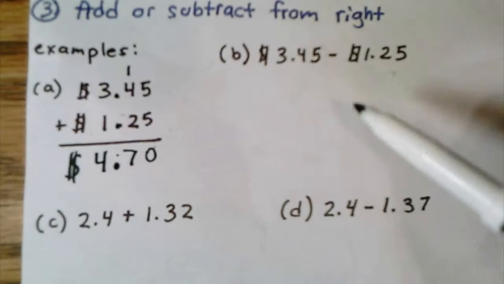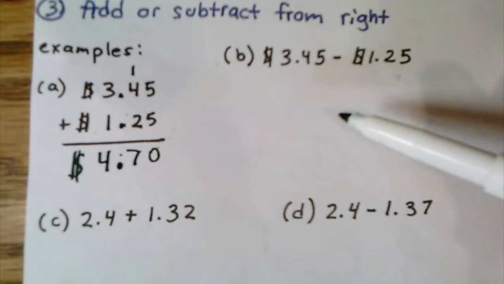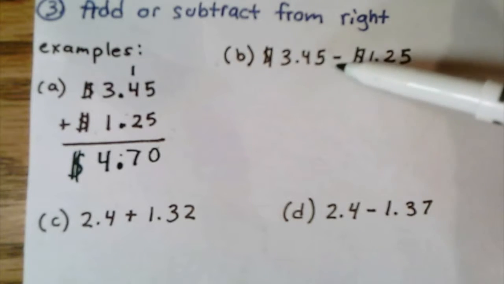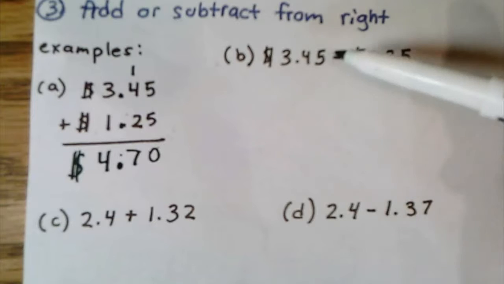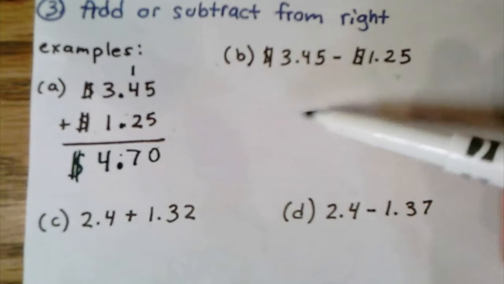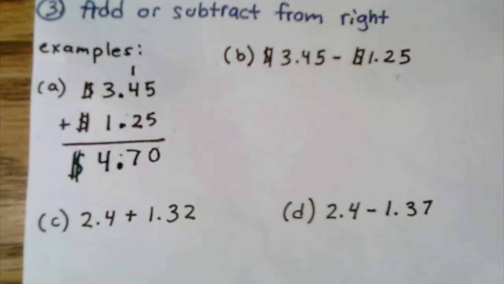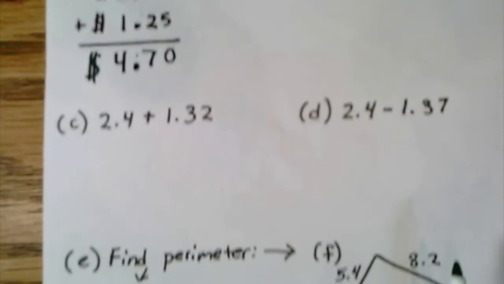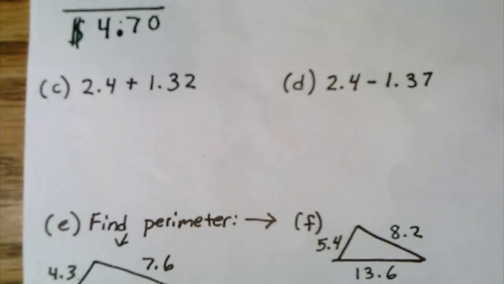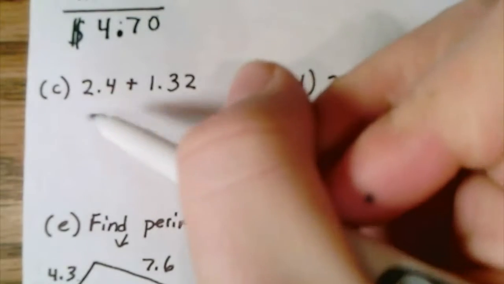Okay, now for example B, it's going to be the same exact thing, except for this one, you need to write them vertically first. So I'm going to have you do that step, write 3.45 minus 1.25, and then go ahead and subtract it and get your answer. All right, what about example C? In this one, they have different amount of decimals. So I'll show you how to do that.